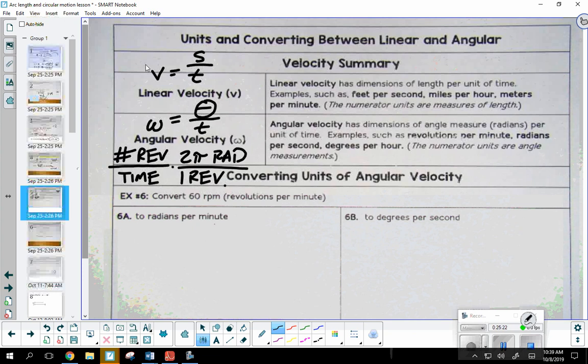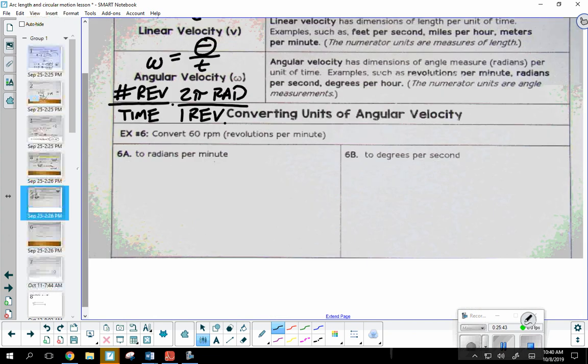Now, this first one is going to depend on the problem. How fast are you spinning and how much time are you given? But this second fraction right here, 99% of the time, you're going to be using it. Now, there's always that one chance you could be doing it in degrees, which is what 6b is going to have you do. So let's try some of these. Convert 60 RPMs, revolutions per minute, to radians per minute. So I want the angular velocity. So I always start with this fraction right here. How fast am I spinning?